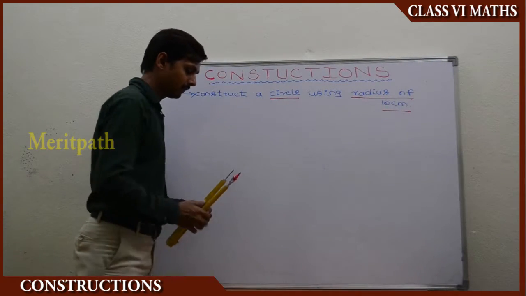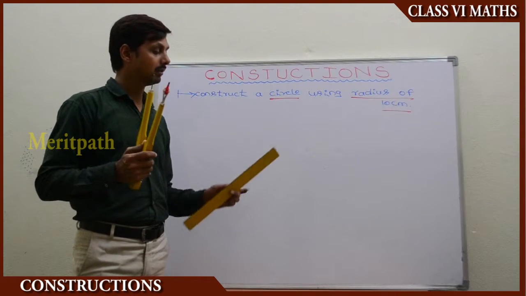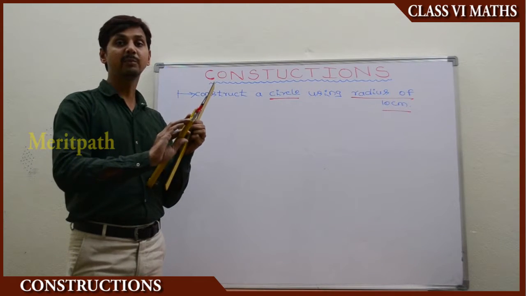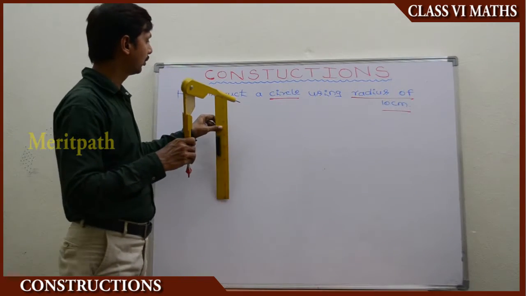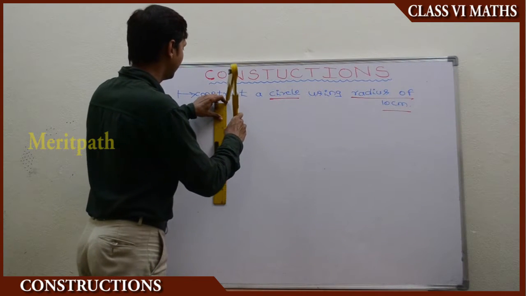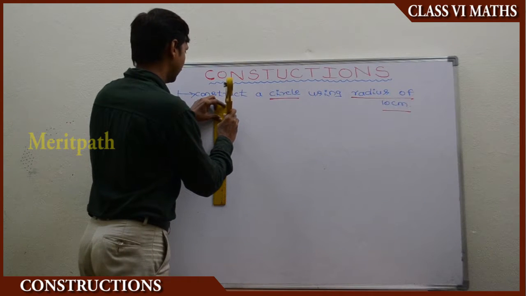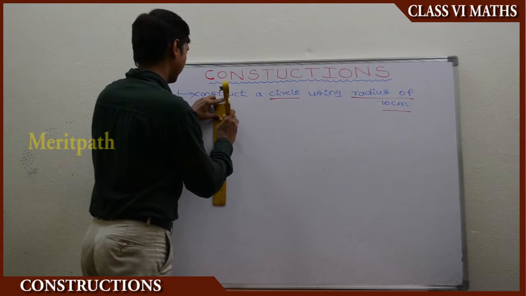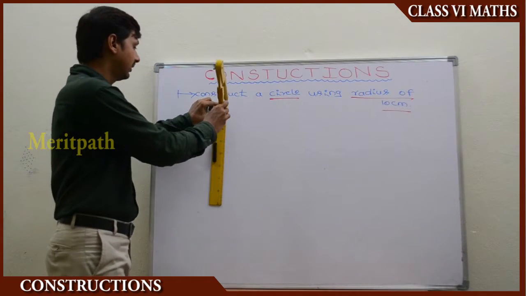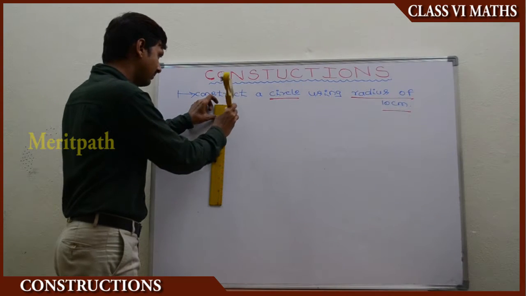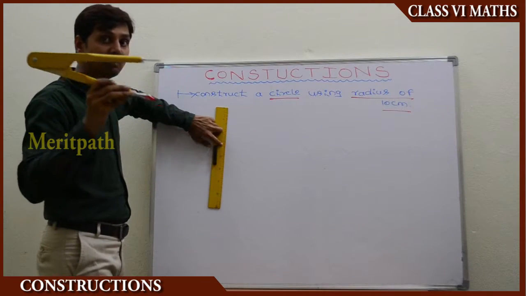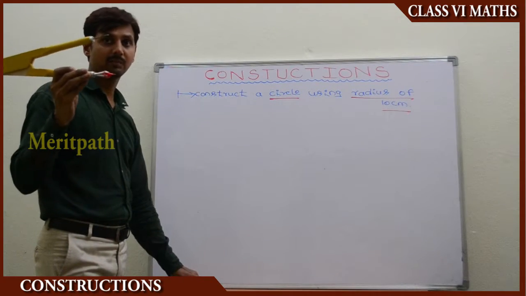So let's take two instruments, scale and compass. Set 10 centimeters on the compass. In this manner we take the scale and measure 10 centimeters on the compass. So this is 10 centimeters. We have taken a 10 centimeter radius on the compass, from 0 to 10. This is the measurement of 10 centimeters we have taken.